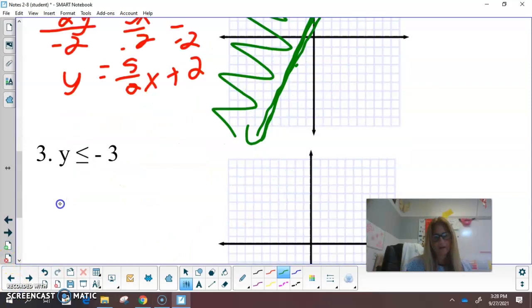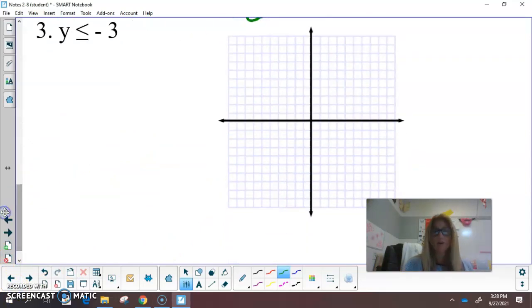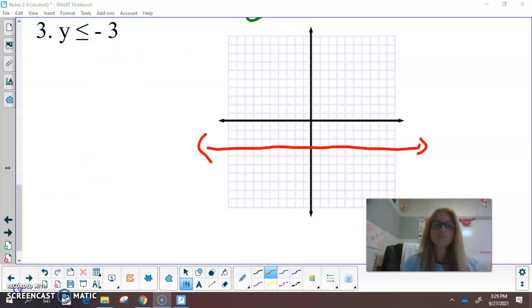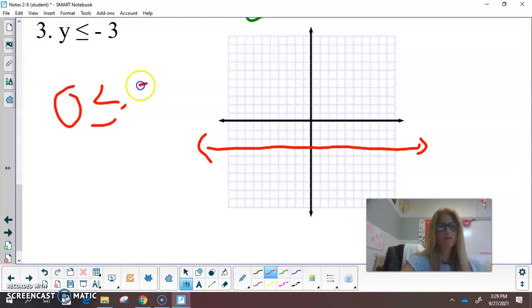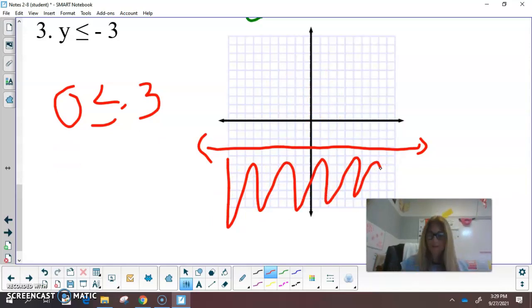All right, let's move on and graph that equation, please. With the multiple choice, you should pick the solid horizontal line at negative 3. Then we're going to use the point 0, 0. Is 0 less than or equal to negative 3? No, it's not. Since 0 is above, nothing above is a solution, so we shade below. That's it, guys.